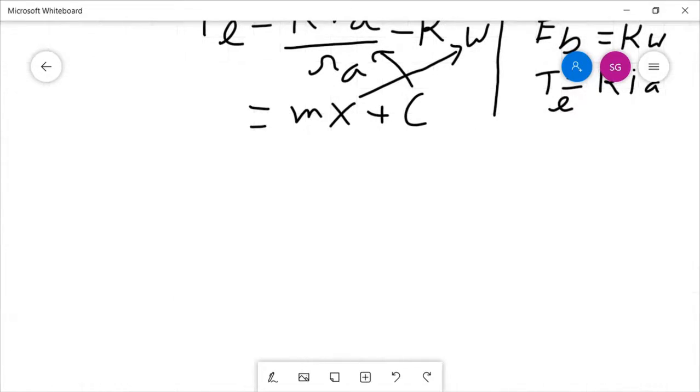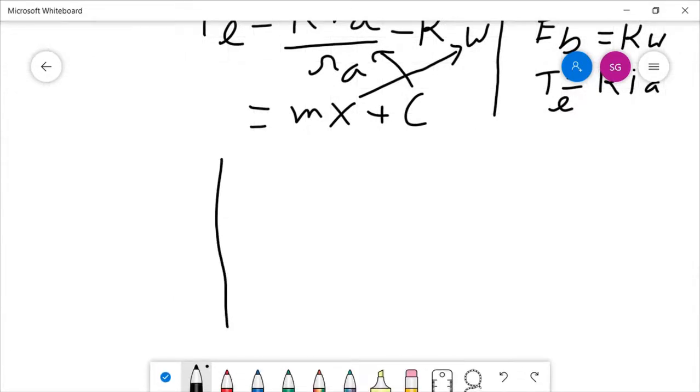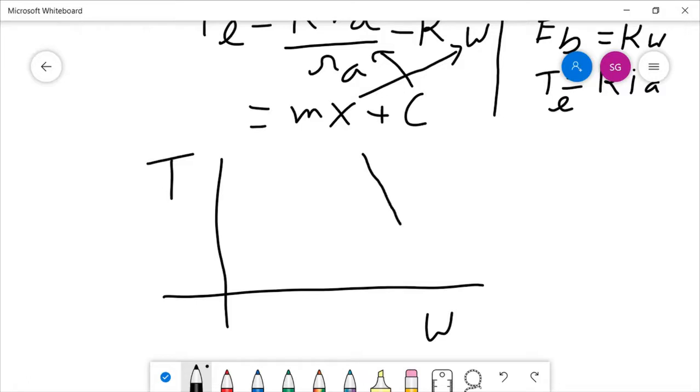What will it look like? It will look like this. This is torque, and this is your omega. You can always draw it like this. This is a negative slope line. As the torque increases, the speed of the machine decreases. This is the natural phenomenon of a DC motor.